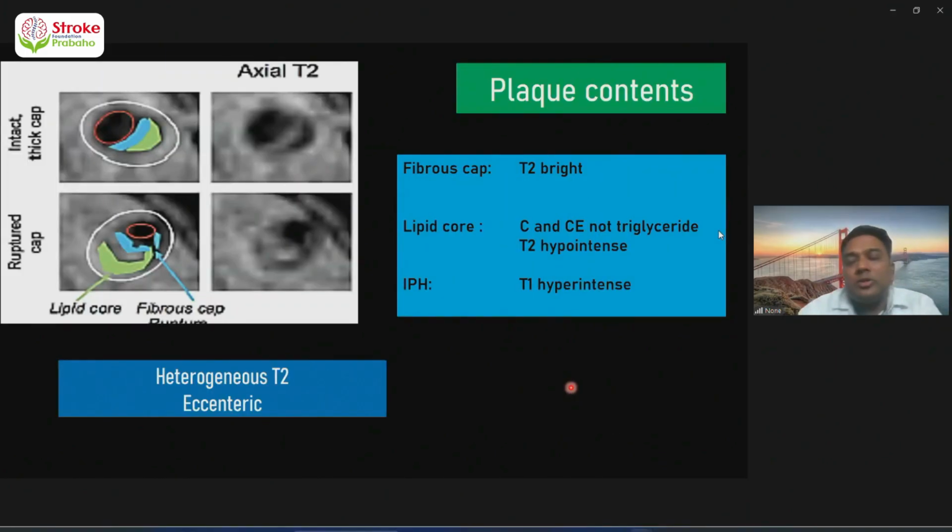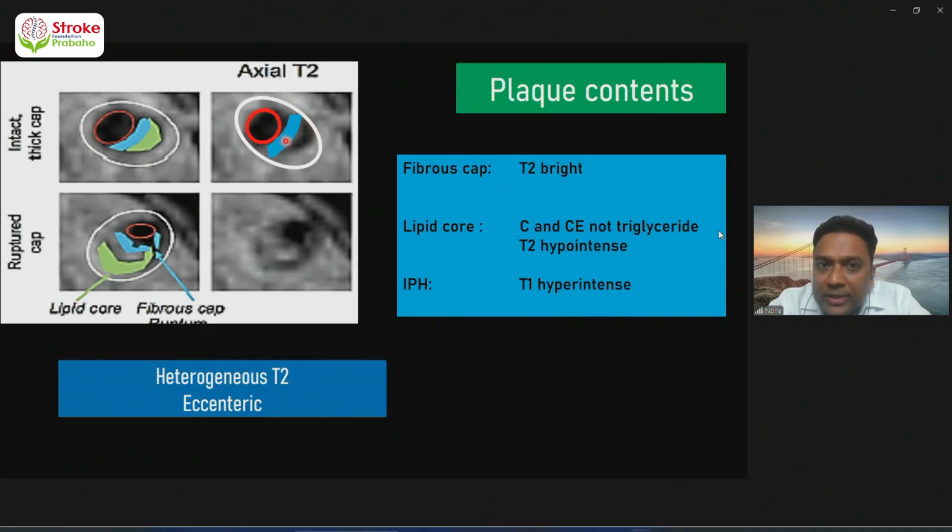Now that we have discussed the pathology and pathogenesis of ICAD, we're going into the vessel wall MRI. If you look at the plaque, you have what is called a fibrous cap. This will appear bright on T2. For example, if you look at this artery here, this is the outer diameter. You see this T2 bright structure here, and this represents the fibrous cap. The blue one here represents the fibrous cap.